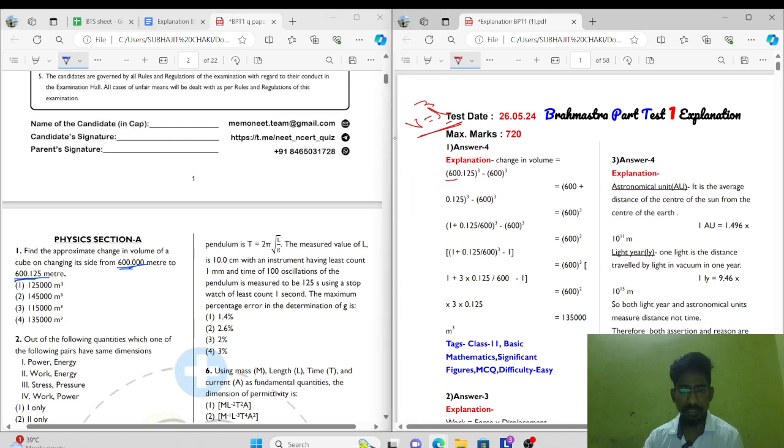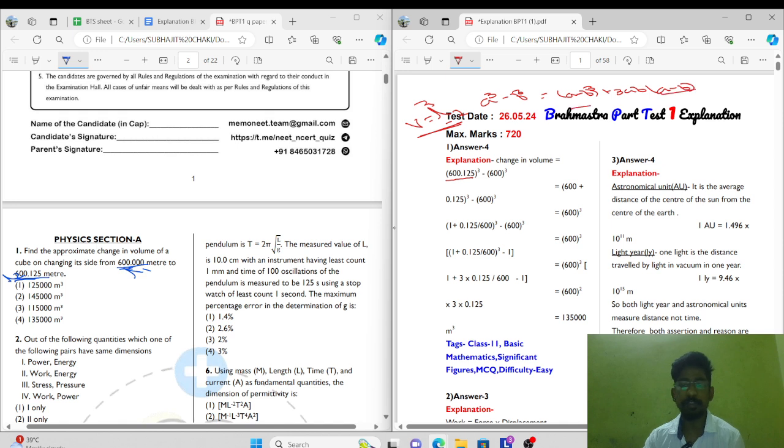So the change in volume will be, if you write this as L1 and this as L2, L2 cube minus L1 cube. This is the format of A cube minus B cube. The A cube minus B cube formula can be given as A minus B into A square plus AB plus B square, or another form: A minus B whole cube plus 3AB into A minus B. This is also a format.